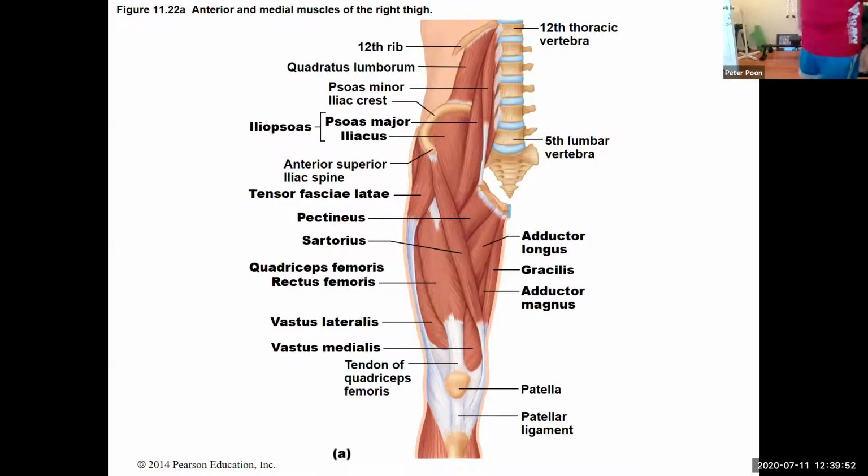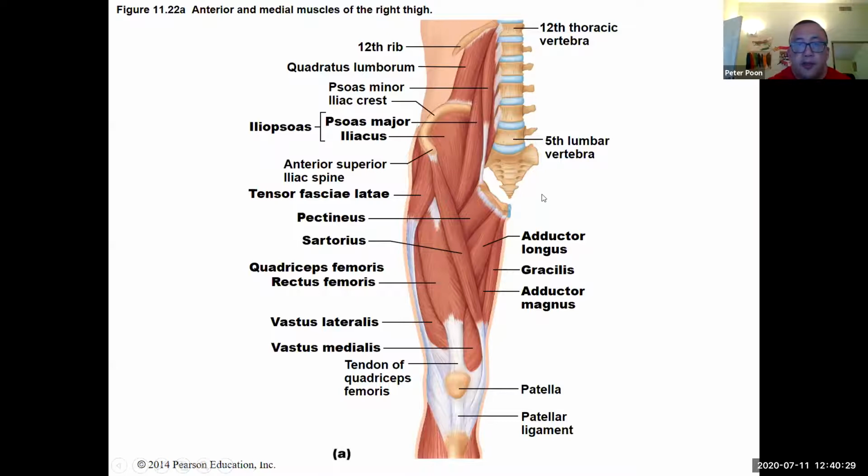The other one is going to be my IT band. The tensor fascia lata is this little muscle here. It's going to tighten up this side of my thigh, so I can actually hold up my thigh. So tensor fascia lata here, Sartorius here, and then these guys right here, psoas major and iliacus.